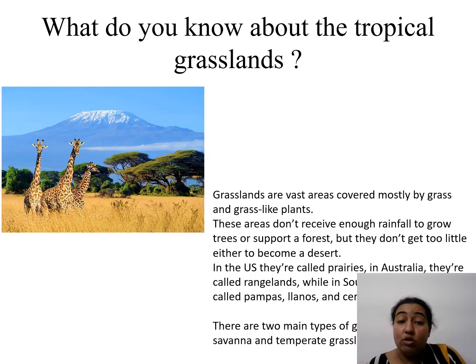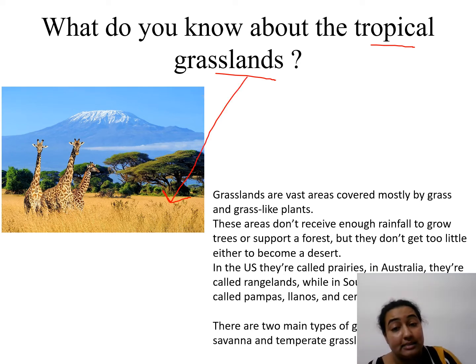What do you know about tropical grasslands? Whenever we are speaking of grasslands, immediately vegetation and long grasses should come to mind. Now grasslands are very vast areas that are covered mostly by grass and grass-like plants. These areas don't receive enough rainfall to grow trees or support a forest. They do not have enough rainfall, so they cannot grow trees, they cannot support forest. But they don't get too little either, to become a desert.